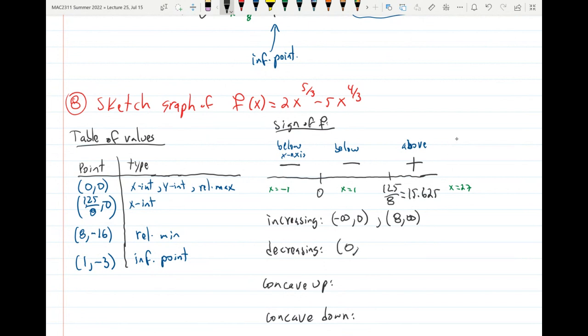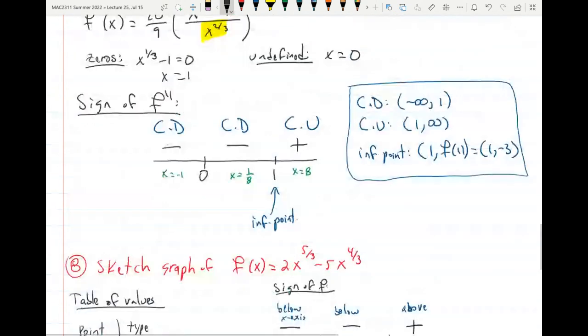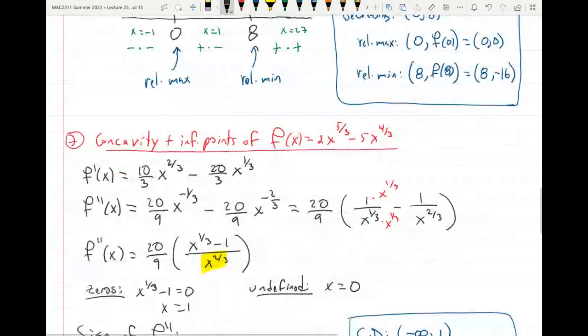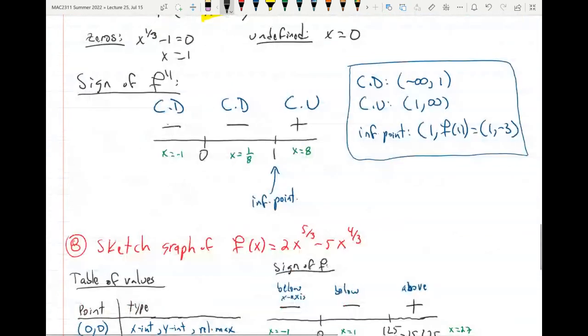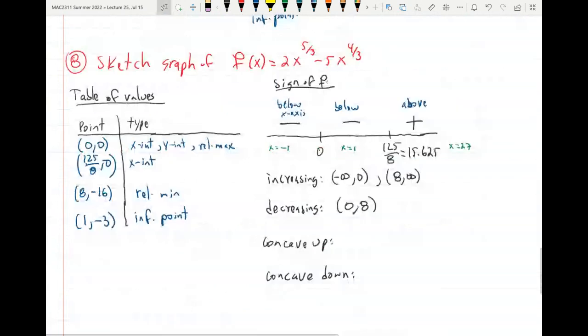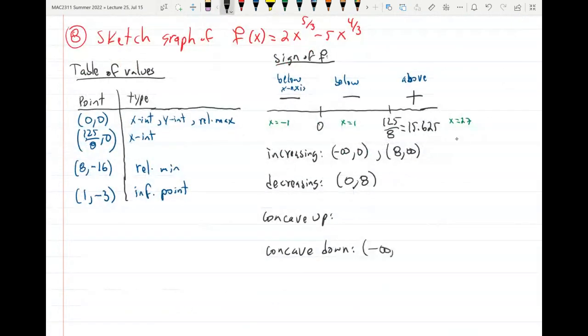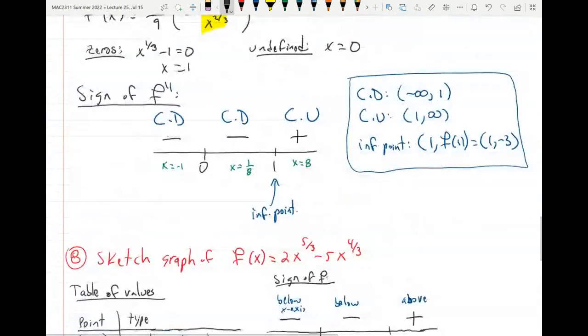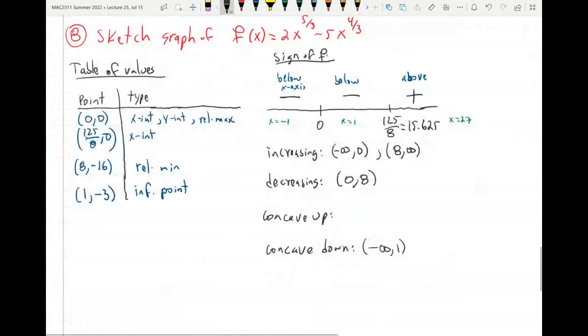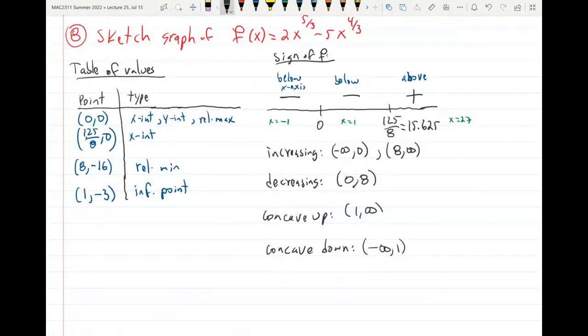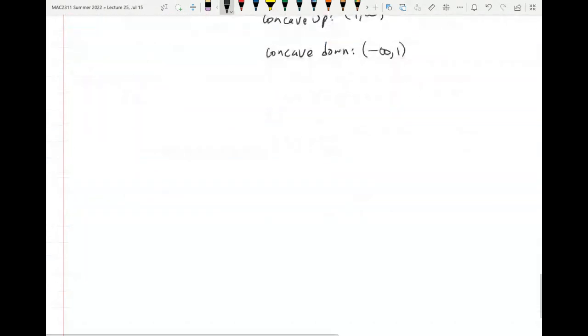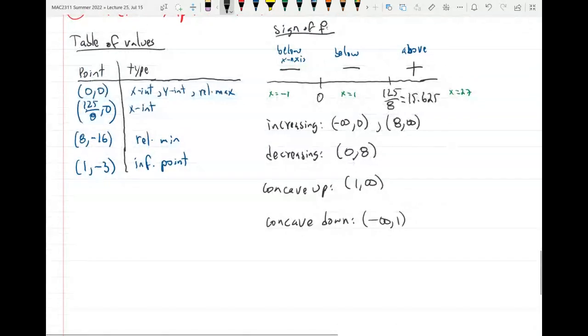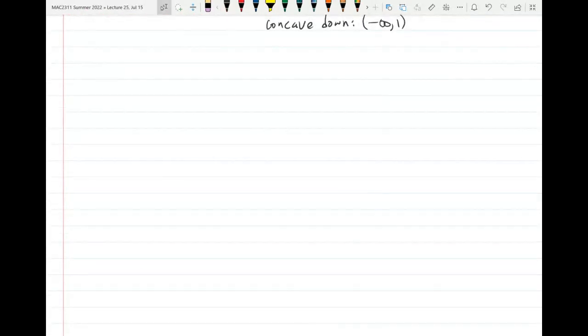And increasing was from 0 to 8. Yes. Then concavity, concave down, negative infinity to 1, concave up, 1 to infinity. Okay, so let's see. Let's graph. Now, I don't need to scroll all the way. I just have to scroll a little bit.